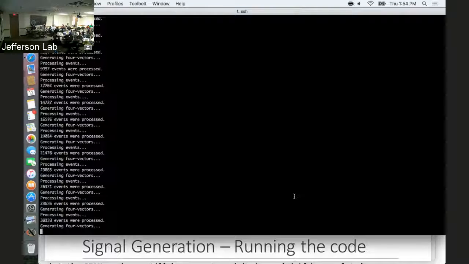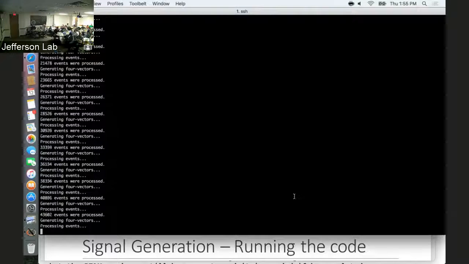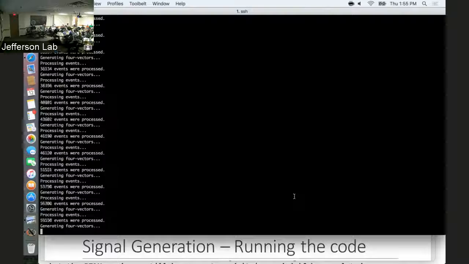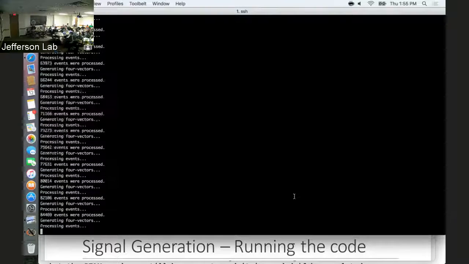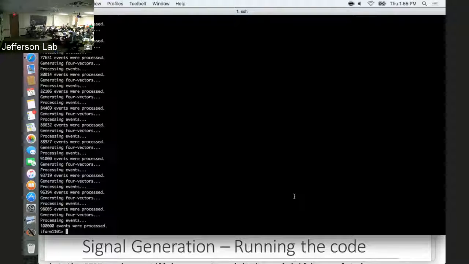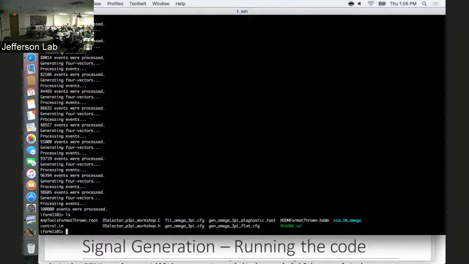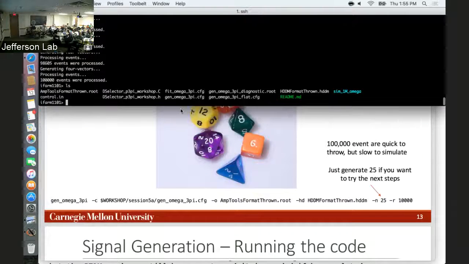Okay, so now happily it's going along its way. And you'll find very soon that this is definitely the fastest part of this exercise. Okay, so we generated 100,000 events just that quickly. So in the directory now, there are the files that we were looking for. This is probably way too low and way too small for anyone to see.